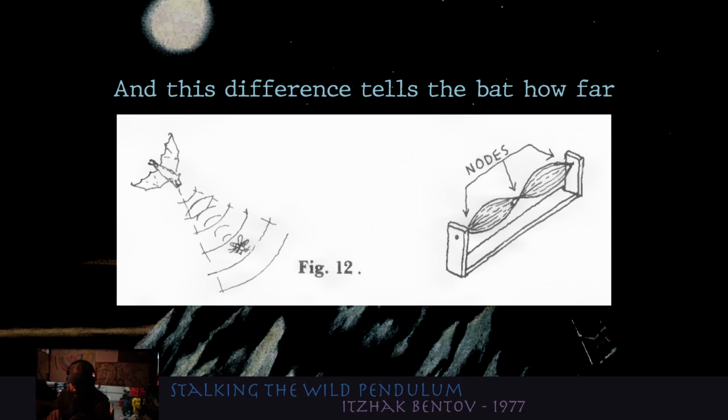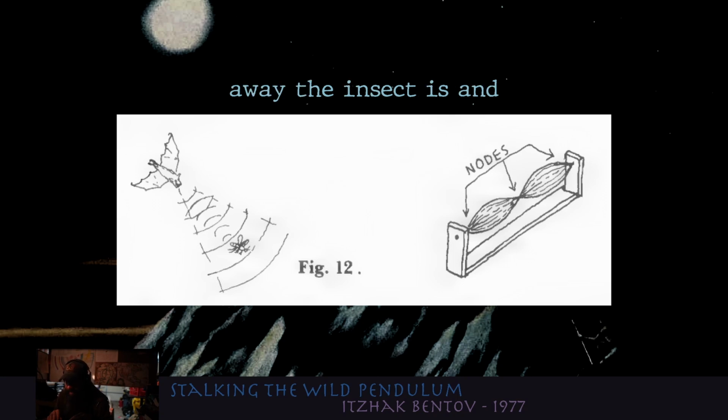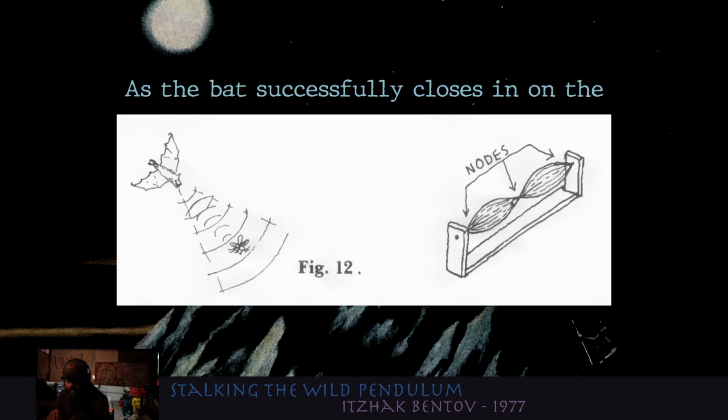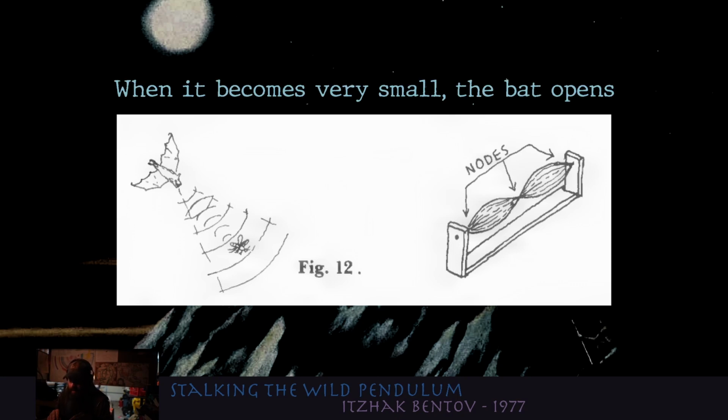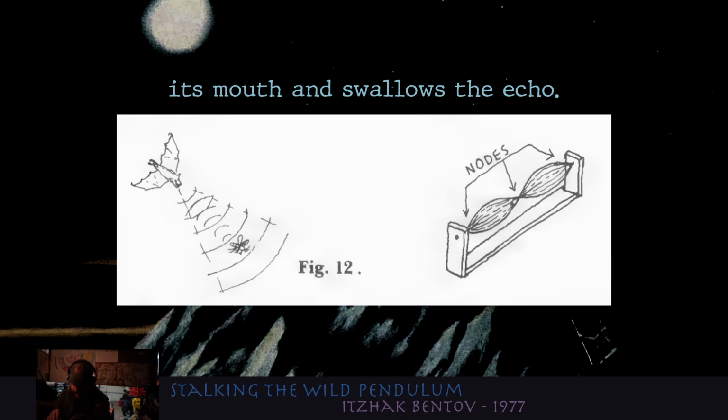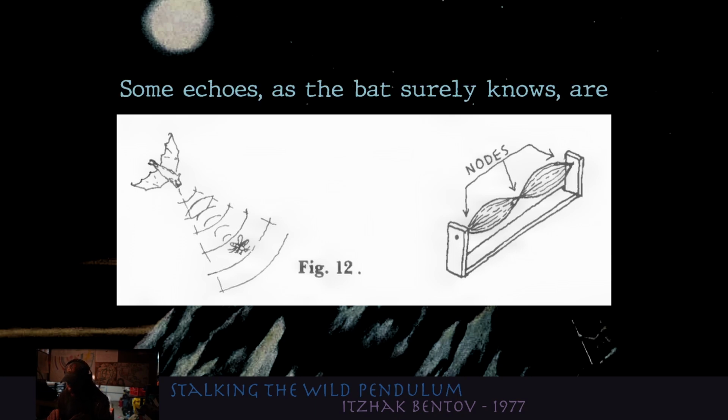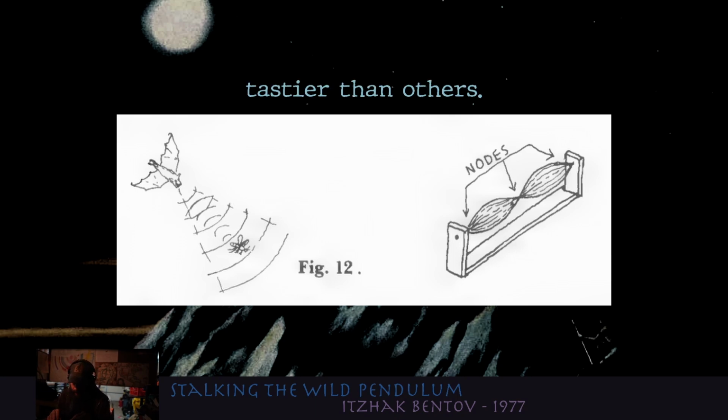And this difference tells the bat how far away the insect is and how fast it is flying relative to him. As the bat successfully closes in on the insect, the difference between the two frequencies, the emitted frequency and the echo, diminishes. When it becomes very small, the bat opens its mouth and swallows the echo. Some echoes, as the bat surely knows, are tastier than others.